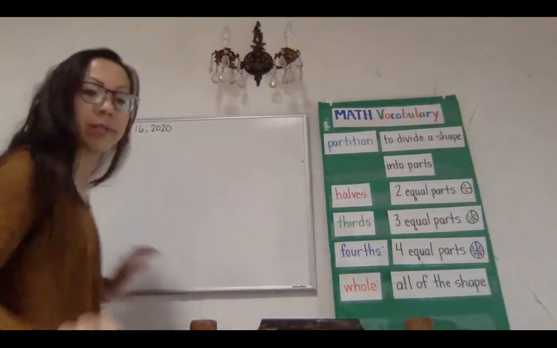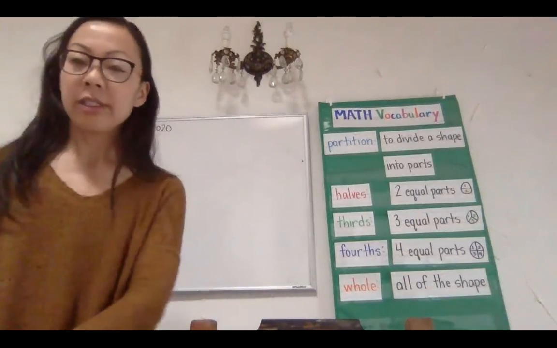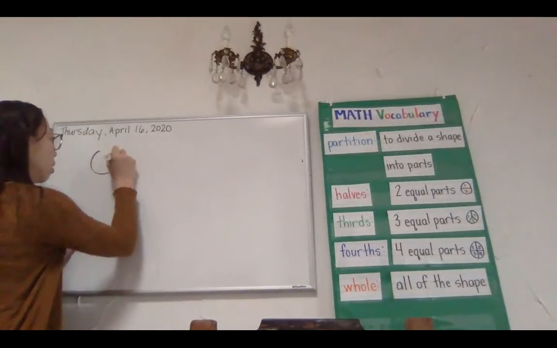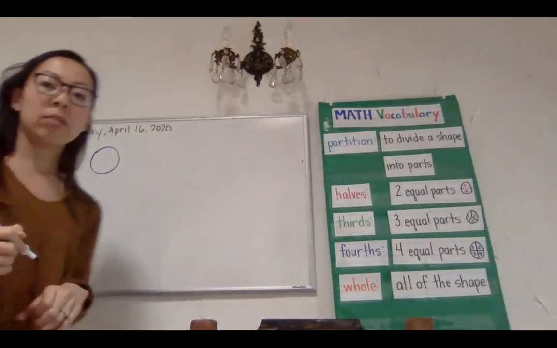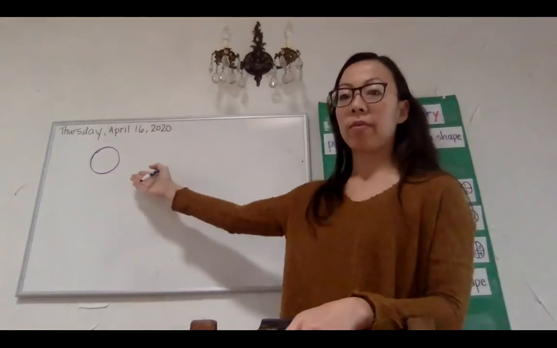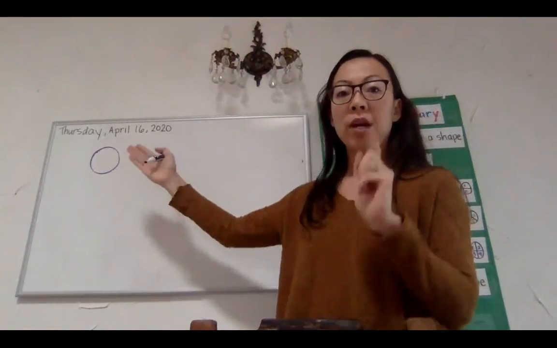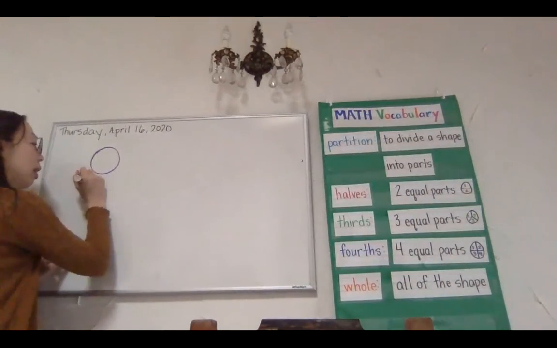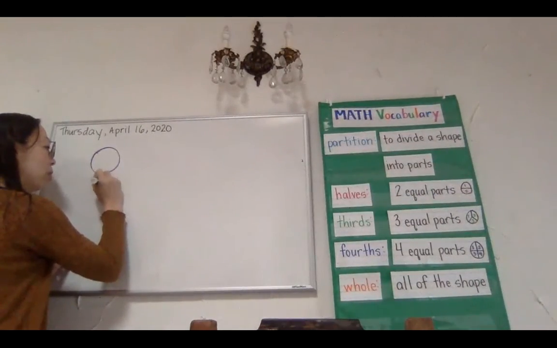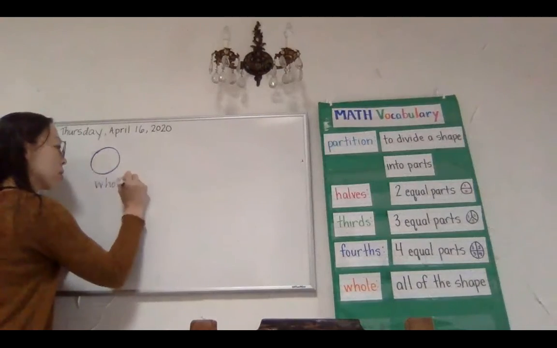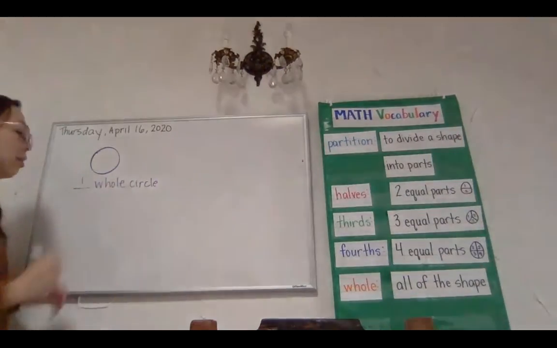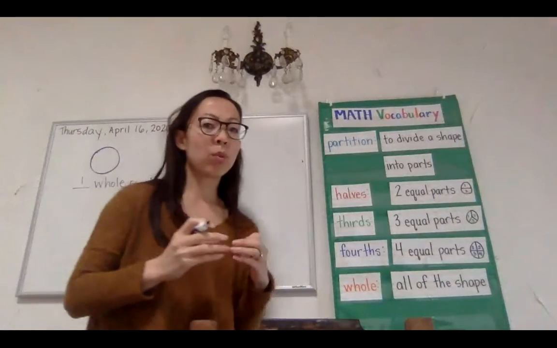There it goes. Okay, guys. Now, let's take a look at, let's go with the circle to start with. All right, my scholars, what do we have here? This is, you got it, a whole circle. So when we're thinking about how many whole circles do we have, 1. Now what if I broke it apart?